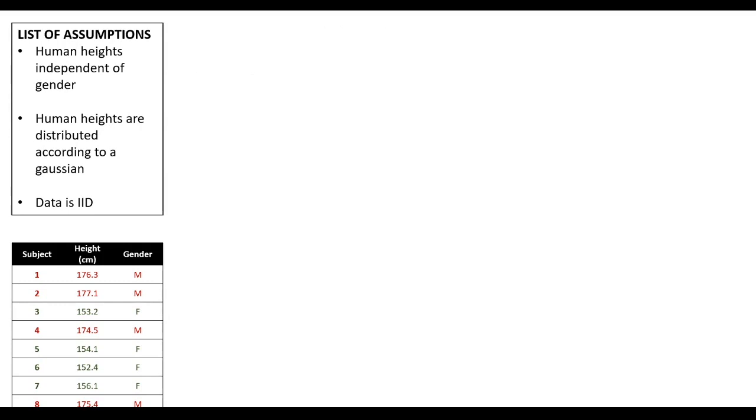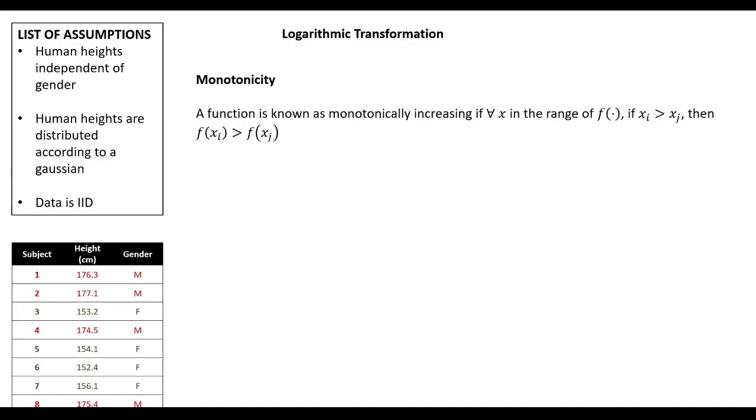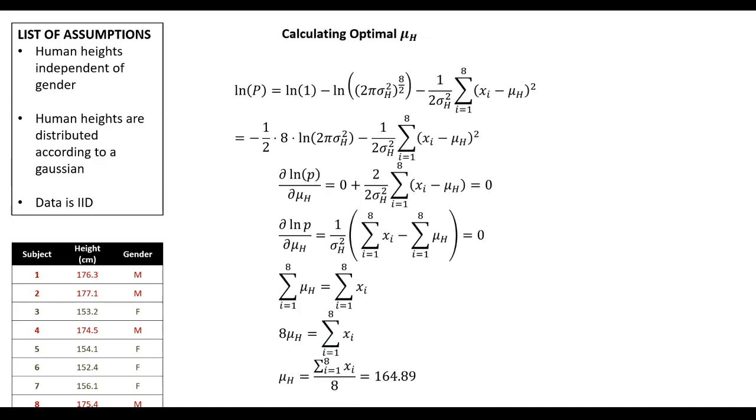The steps are relatively elementary, so I will not go through them. However, I've left the working out on screen. The main concept remains the same. First, let's take the logarithm of the entire function. Then take the derivative of the logarithm and set it equal to 0. Then solve for the mean parameter. And we get a final value of 164.89.